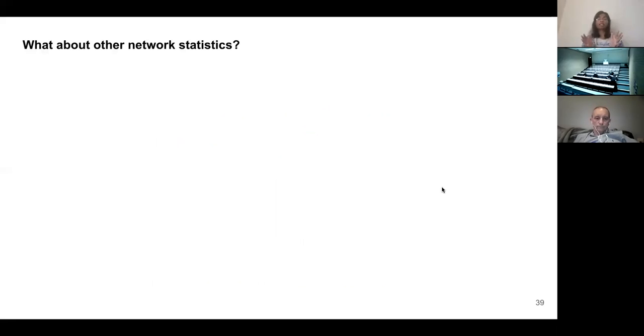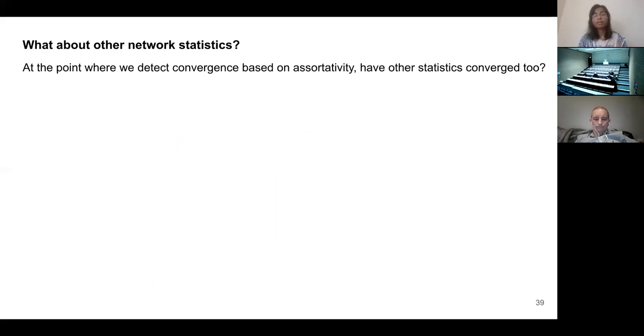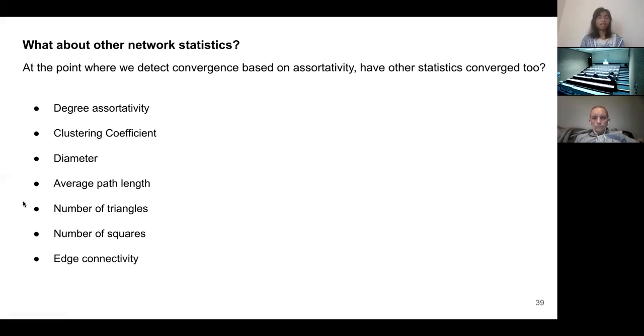So far we have looked at the degree assortativity only. But then what about the other network statistics? We want to ask the question: at the point where we detect convergence based on degree assortativity, have the other network statistics converged too? And so we look at 8 statistics in total, including the assortativity. We look at clustering coefficient, diameter, average path length, number of triangles, squares, and then edge connectivity and radius.